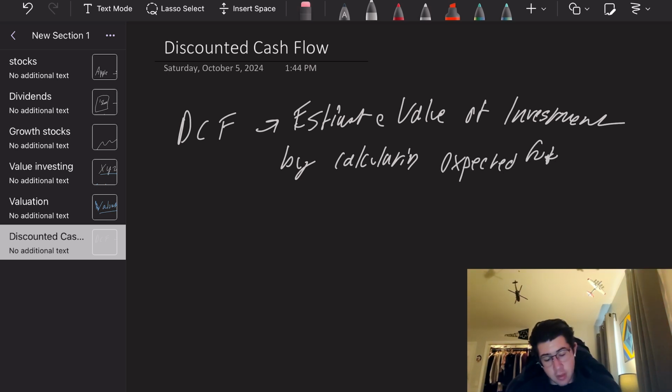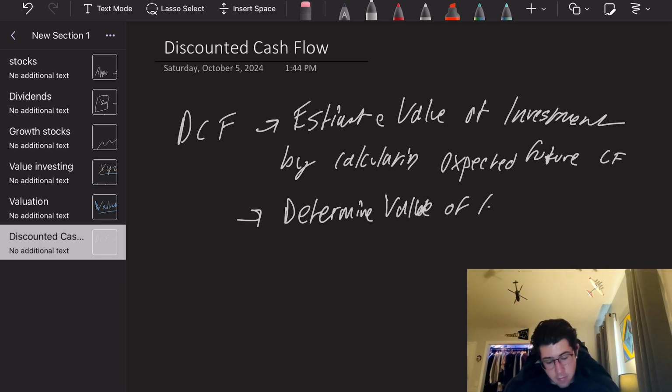I'll put CF for cash flow. And then you can determine the value of the investment. You can determine the value of an investment based on projections of how much cash that investment will generate in the future.